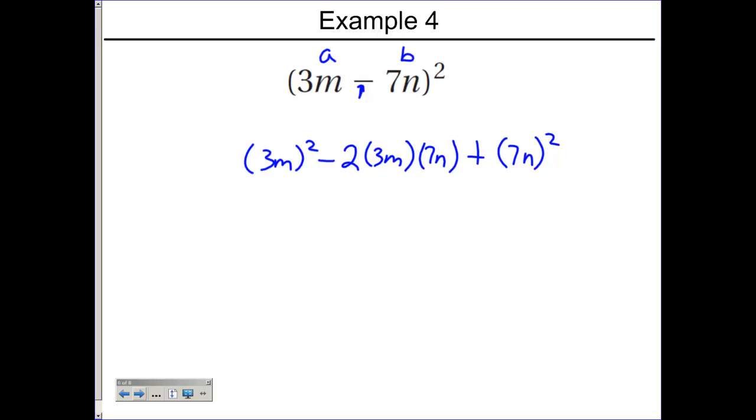Okay, so let's do this first one. 3m squared is going to give us 9m squared minus 2 times 3 is 6. 6 times 7 will give us 42mn plus, and then 7n squared is going to give us 49n to the second power.